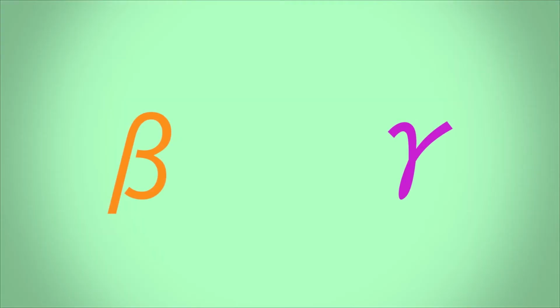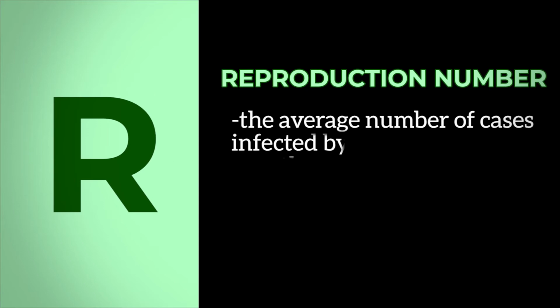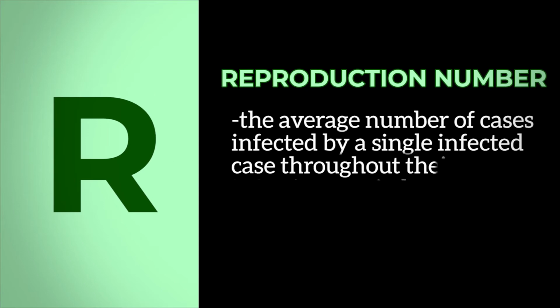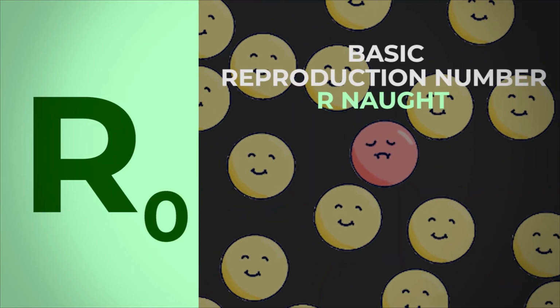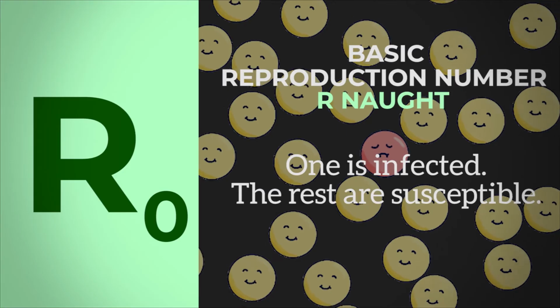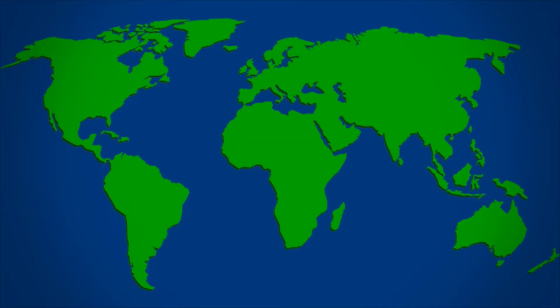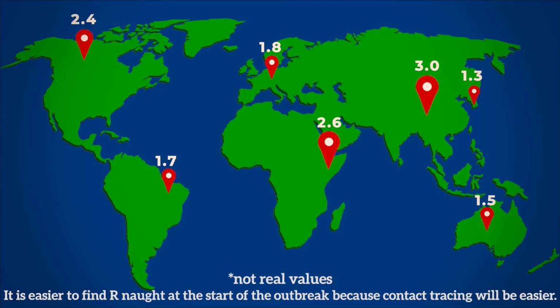Both gamma and beta can be summarized into a single number, the reproduction number, or R. R is defined as the average number of cases infected by a single infected case throughout their infectious periods. We call the R the basic R or R0 only when one is infectious and the rest are fully susceptible. R0s are specific only to a certain region at a certain time. Hence, the R0 for different regions may vary.